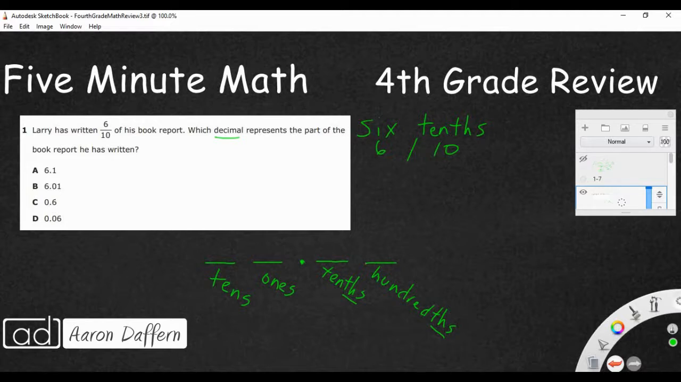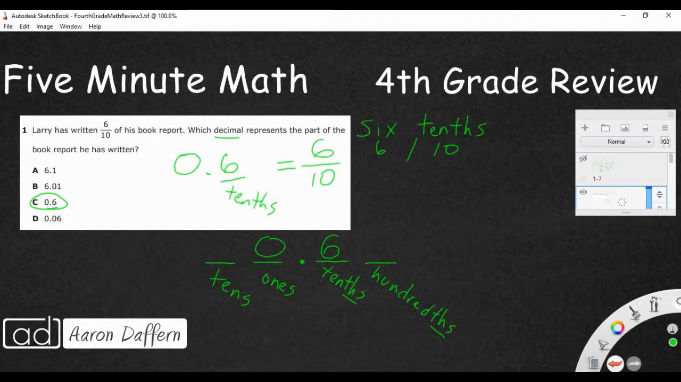Well, here's my 10th spot, so I can just put a 6 right here, and this is 6/10. And all we have is 6/10, which means we don't have any ones, and we don't really need to put a 0 in the tens or the hundredths spot. So my answer is going to be 0.6. And once we make this connection, this is 0.6, but it's also 6/10.